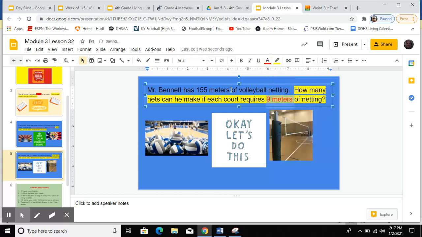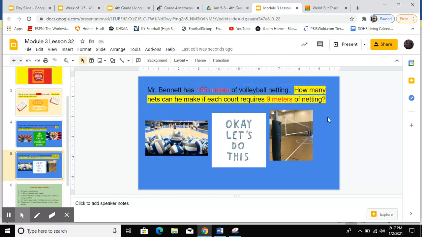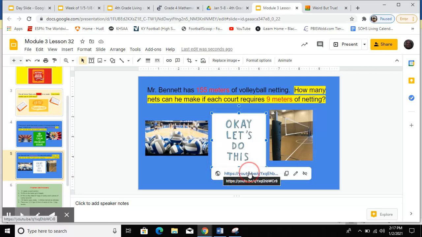Every time he makes a court, it takes 9 meters. We have 155 meters to start with. If each court needs 9, how many can he make? So how many groups of 9 will we have getting up to 155? And that will tell us how many courts. Let's see how we work this out.